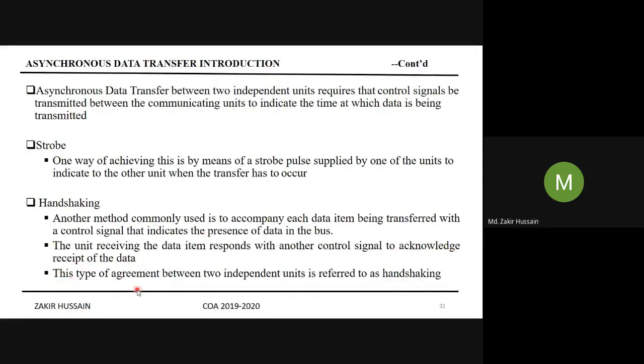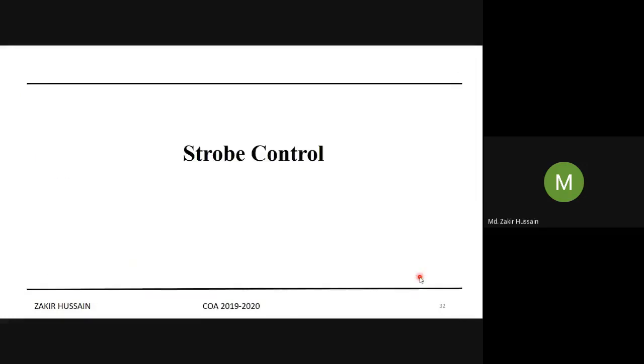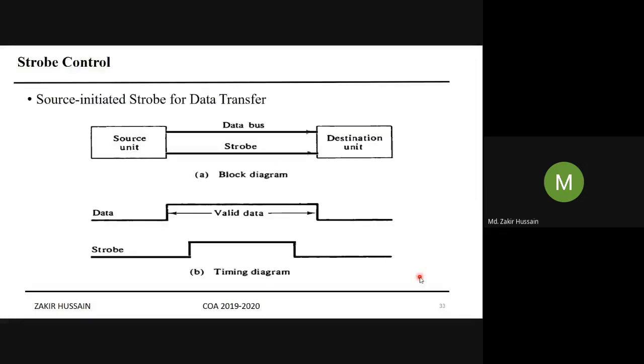This type of agreement between two independent units is referred to as handshaking. So let us see strobe with the pictures here. This is called the source unit, a transmission unit. This is our destination unit.